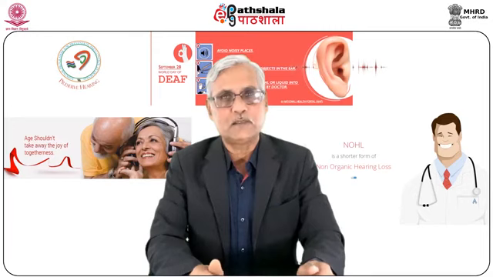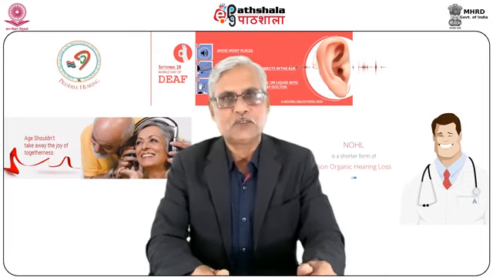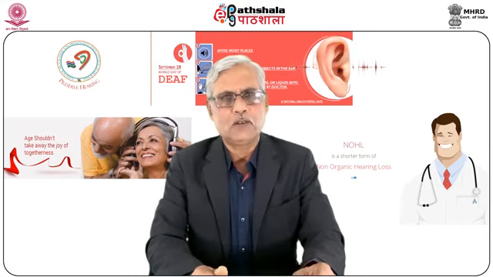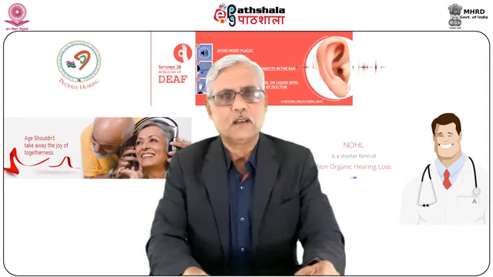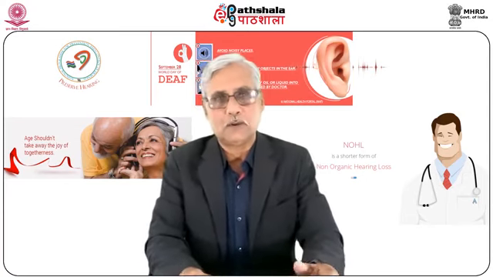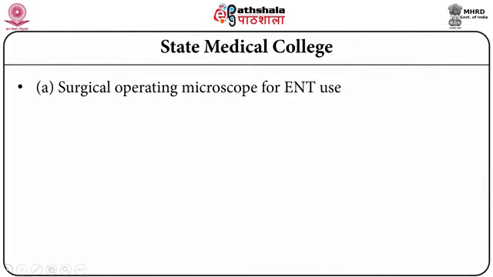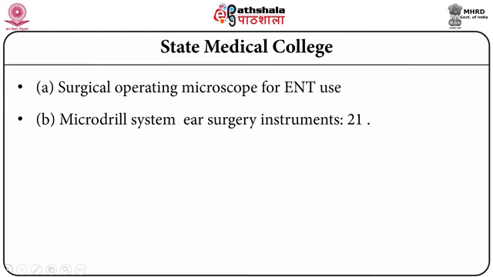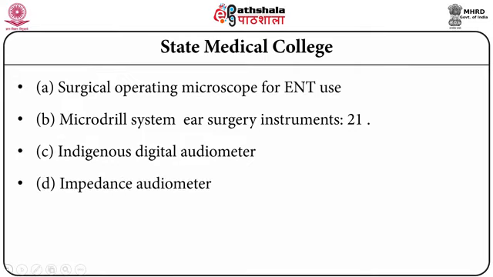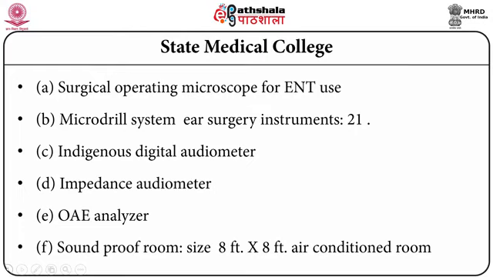At the district hospital, the inputs are a microscope, 2 sets of microdrills with 2 handpieces and burheads, 2 sets of micro ear surgery instruments, pure tone audiometer, impedance audiometer, otoacoustic emission machine, and a sound treated air conditioned room. A budget of 20 lakhs is available at the district hospital to start various activities. At the state medical college, a surgical operating microscope for ENT use is there. Microdrill systems and ear surgery instruments are there in 20 number. An indigenous digital audiometer is there. An impedance audiometer is there, and an otoacoustic emission analyzer is also provided. A soundproof room of 8 feet by 8 feet, air conditioned, is also there.